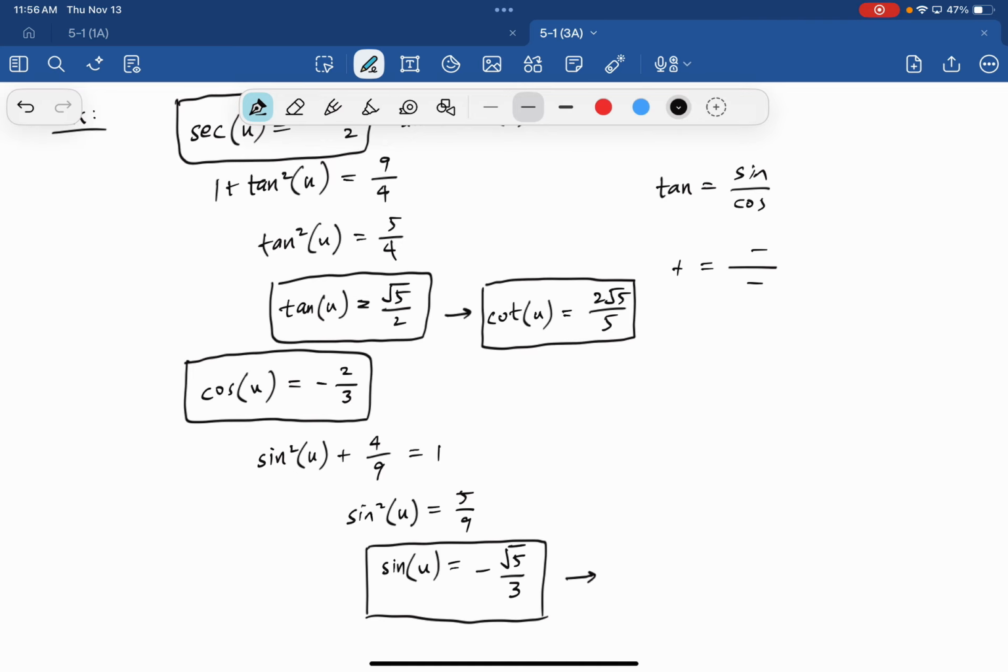Yeah, we're looking for all 6 trig functions, right? So knowing tangent gives us cotangent. And then knowing sine gives us cosecant. So cosecant equals negative 3 root 5 over 5. Any questions?